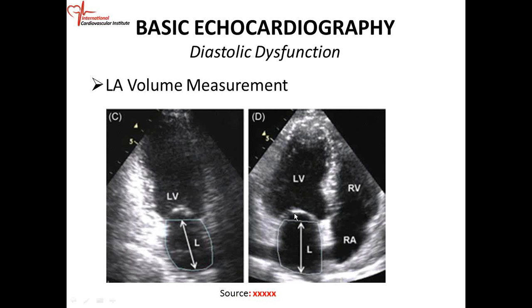So this is our 4-chamber view. You just measure the area of the left atrium and you measure the length. In the 2-chamber view, the same thing: you measure the area and you measure the length. So we call one area 1 and the other one area 2, and you measure the length.